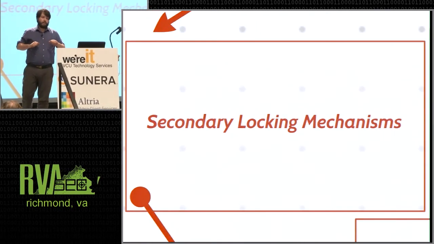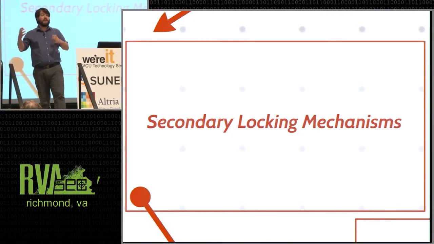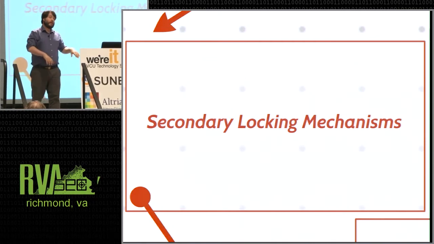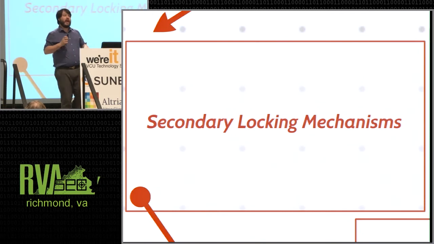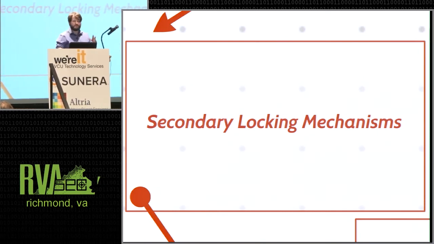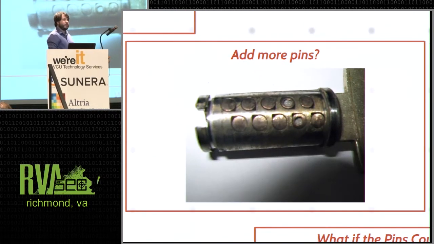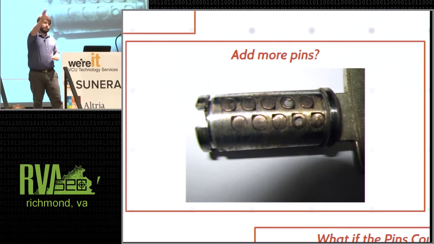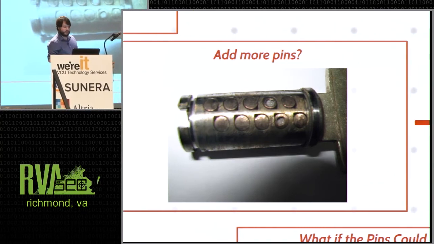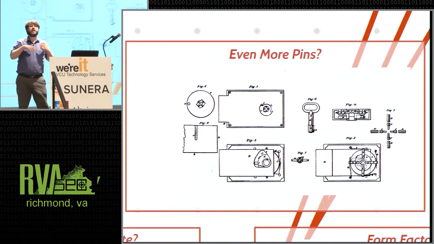So, again, to attempt to combat the tentative method, people are like, well, okay, you can tentative method your way into our normal pin tumbler lock, but what if we start adding some secondary and tertiary locking mechanisms in there? Now, right off, the very first thing that everybody thinks of is, let's add more. So, hey, second row of pins. But don't worry, we can totally pick that. It's fine. What about even more pins?